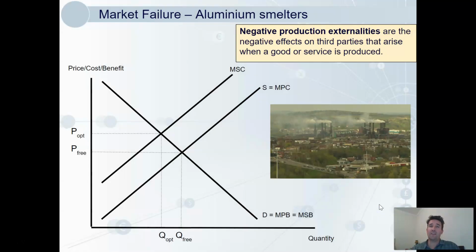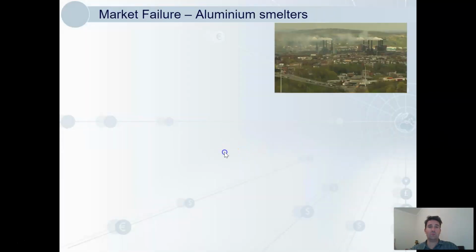Finally, there are negative production externalities. The production of aluminium is so energy intensive that it has been referred to as congealed electricity. Therefore, its production will contribute to climate change and also air pollution. So, costs to the producers.